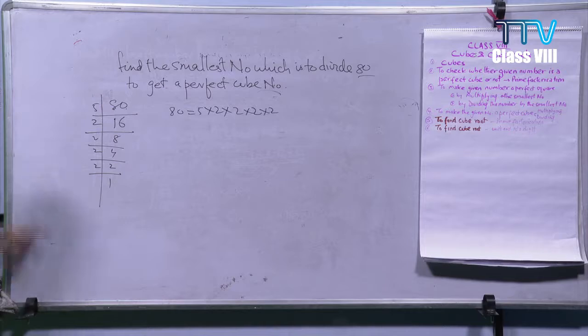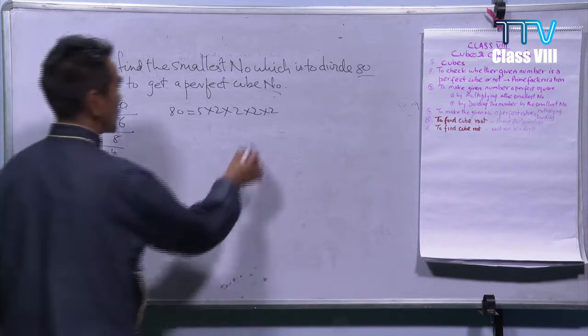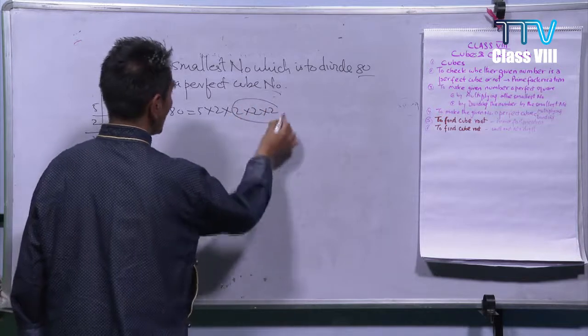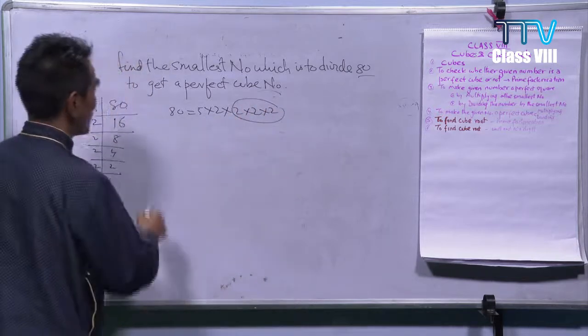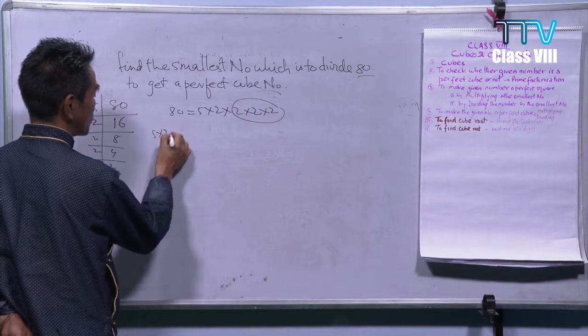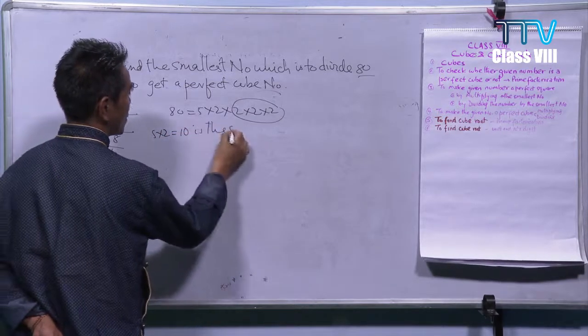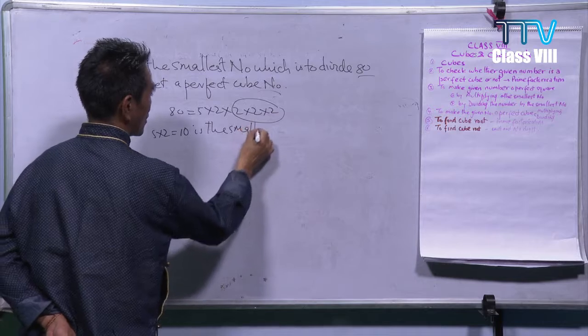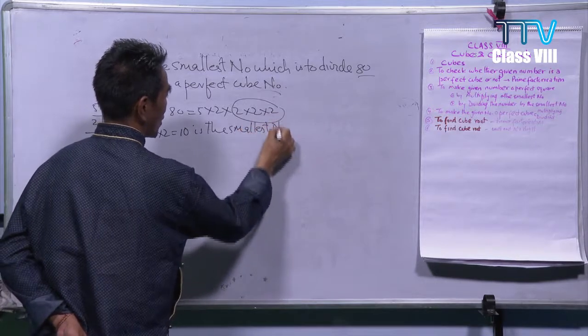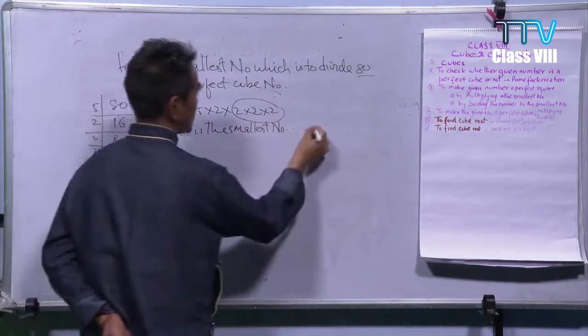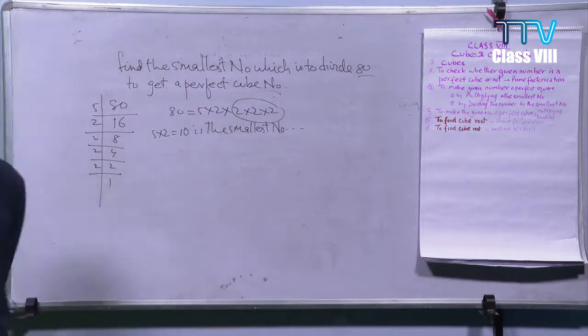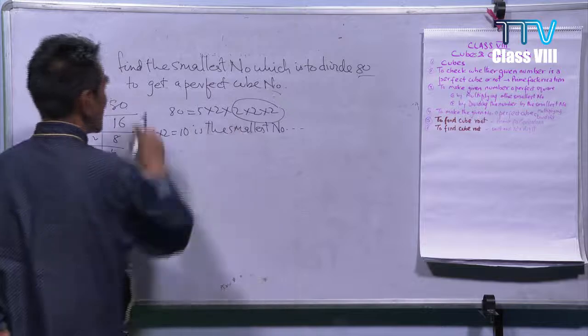Perfect cubes are formed by grouping three of the same. Combine these three 2s. The remaining number is 5 multiplied by 2, which equals 10. That is the smallest number which must divide 80 to get a perfect cube.